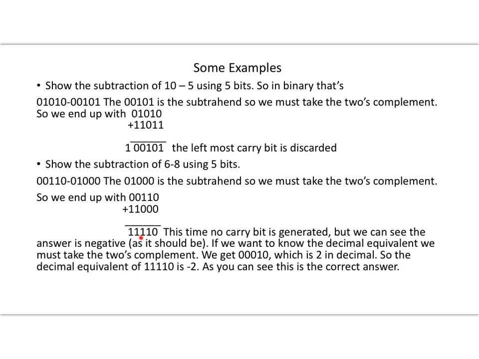So, if we wanted to know the decimal equivalent here, we'd have to take the 2's complement of this. And when we do that, we get 0, 0, 0, 1, 0. And that number is 2 in decimal. So, therefore, this is negative 2. And, of course, that's the correct answer. 6 minus 8 is minus 2.